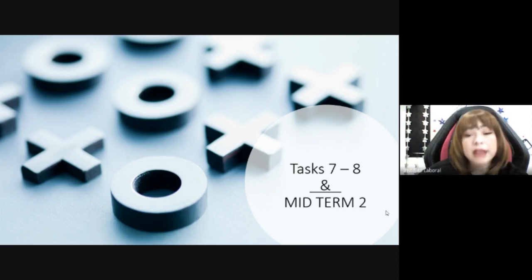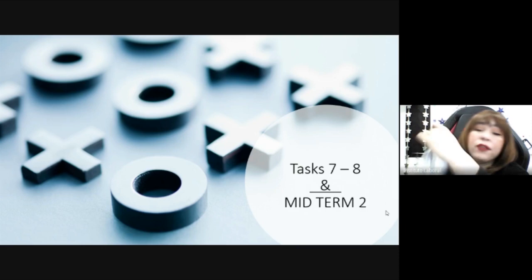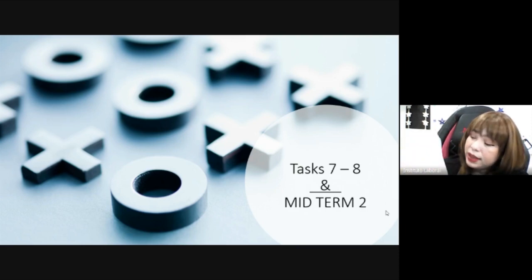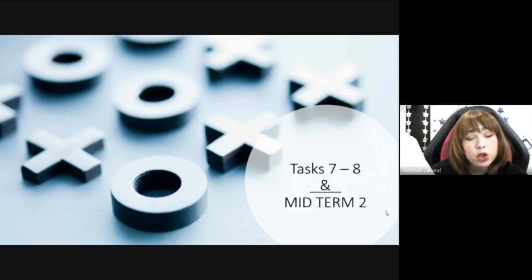For task number 8, you have to complete the chart. In this chart, you have to write 4 sentences about your future plans and 4 sentences about things you won't do in the future. So you have to write 4 affirmative and 4 negative sentences.